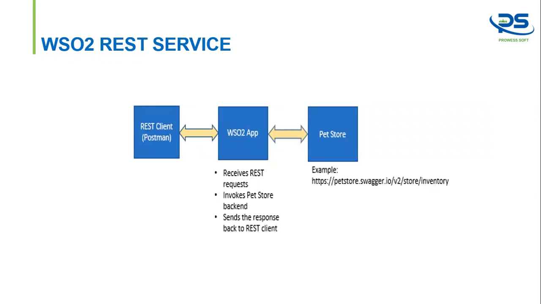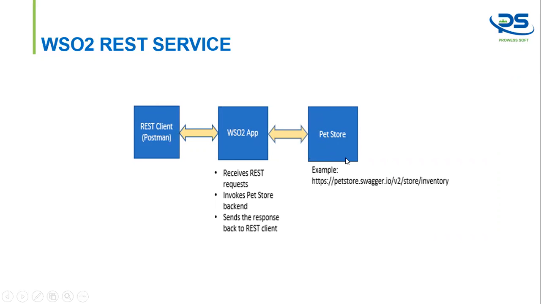In our case, we are going to create a REST service using WSO2 Enterprise Integrator. Here we are using Postman as our REST client, which will send the request and get the response, and FetchStore as our backend system, which will give the response. It is described by a Swagger file, and we will be sending a GET request or POST request.